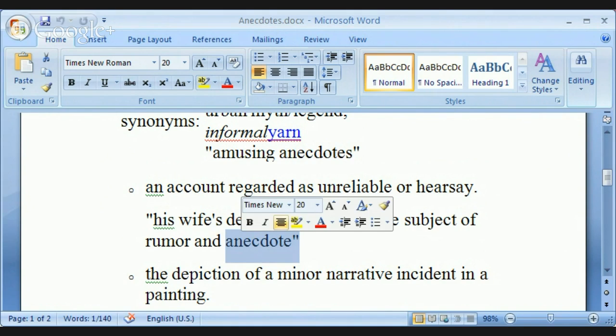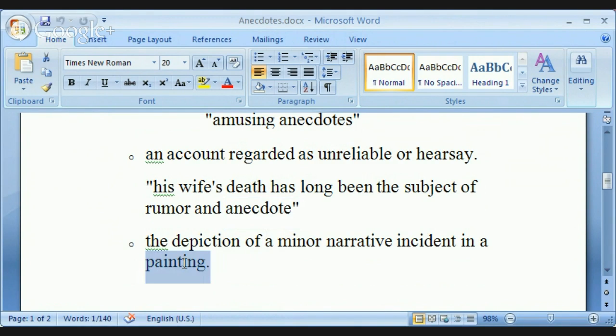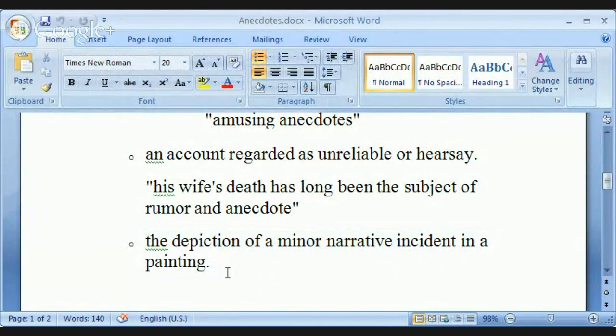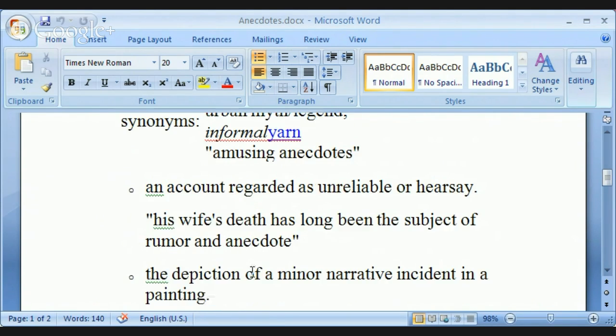And then the strangest definition of all, one I had no idea of, to be honest: the depiction of a minor narrative incident in a painting. So, a painting of a story, or the painting of an anecdote, what people would tell as a story. When somebody paints that story, that type of painting is actually called an anecdote.